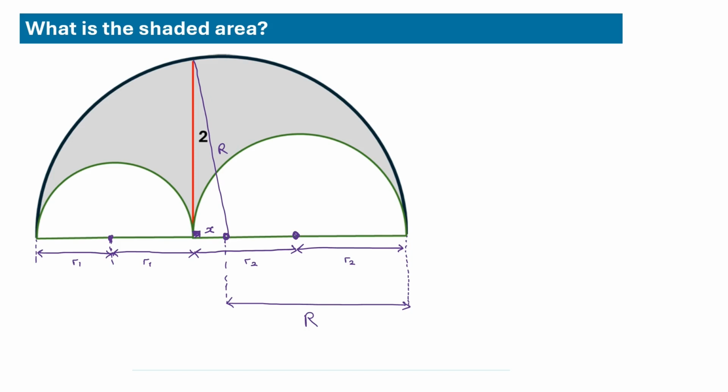Of the smaller inner semicircles, I'm going to give that a radius of r subscript 1. Of the larger inner semicircle, I'm going to give a radius of r2. The very large semicircle around the outside, I'm going to give a radius of capital R. And then x represents the shift along from the center to where the vertical line of length 2 is. That just allows me to frame the question.